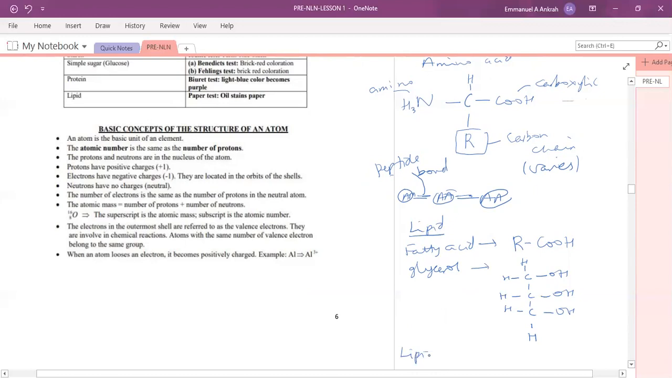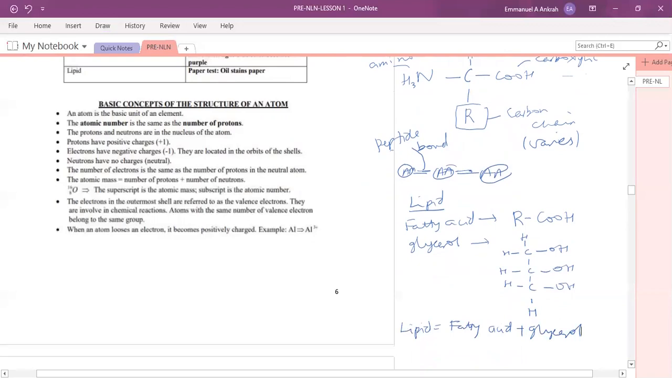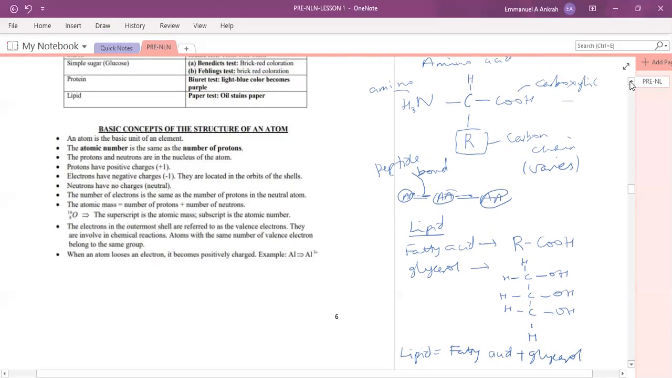So lipid, fatty acids plus glycerol. Fatty acids and glycerol. So that's how you form a lipid. So if somebody eats lipid and breaks it down, digestion, it will break it down into fatty acids and glycerol. Okay. Backwards.